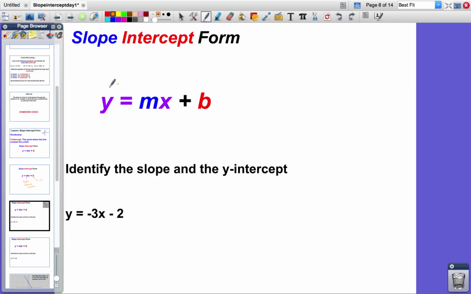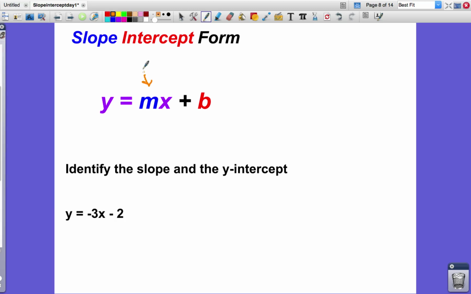Okay, so here's my slope-intercept form. I know that this is my slope, and I know my b is my y-intercept. Okay, so I need to identify the slope and the y-intercept of this equation right here, y equals negative 3x minus 2.